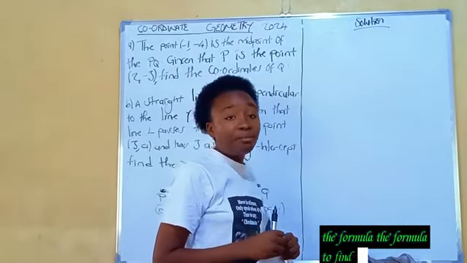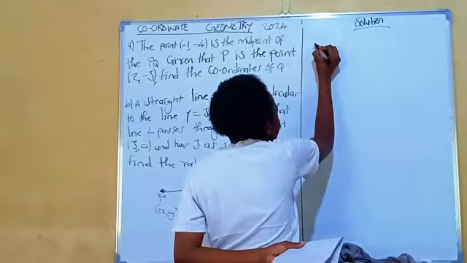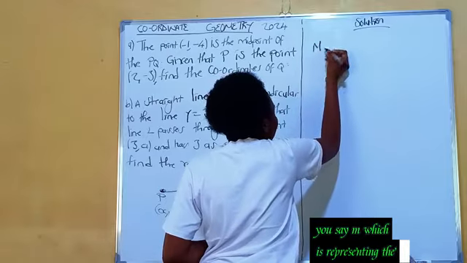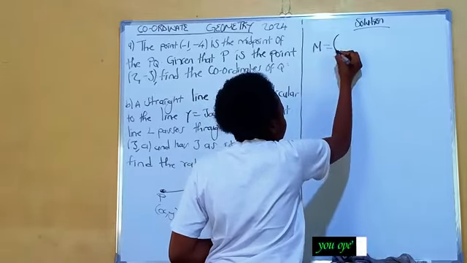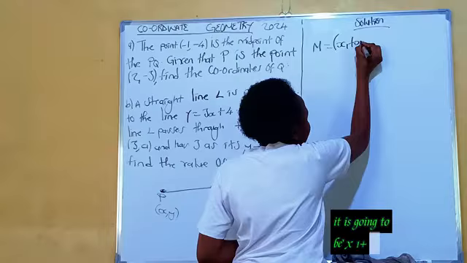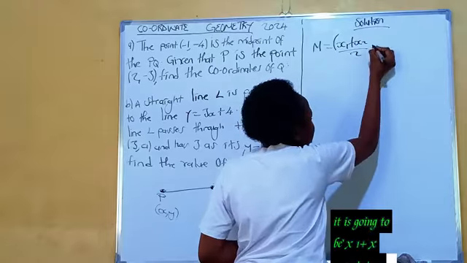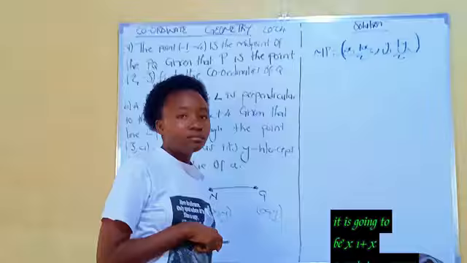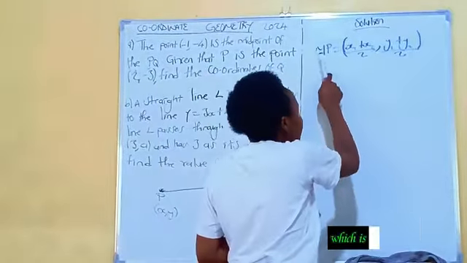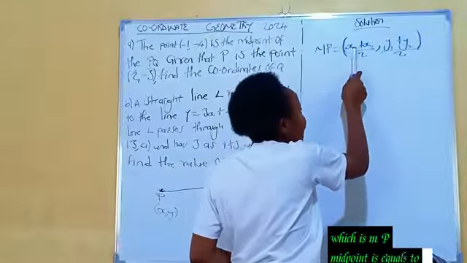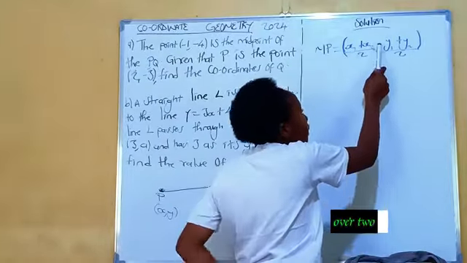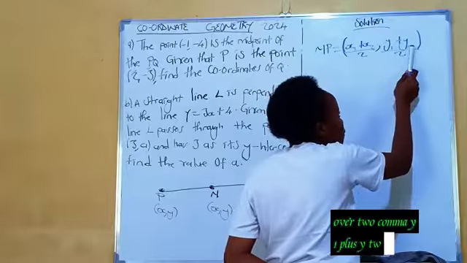The formula to find the midpoint, you say M, which is representing the midpoint, is equals to, you open the brackets, x1 plus x2 over 2, comma, y1 plus y2 over 2. So the formula that we use to find the midpoint is this one.